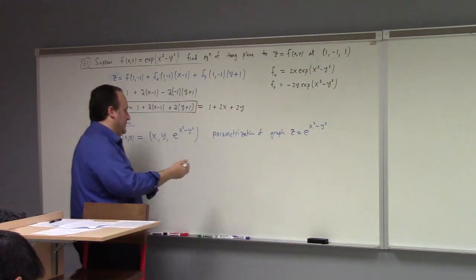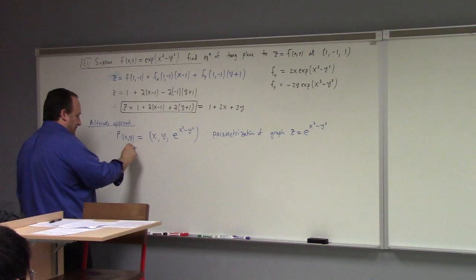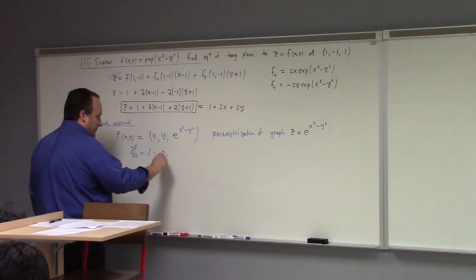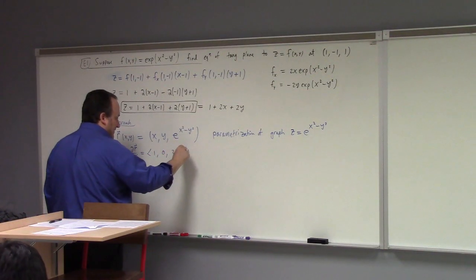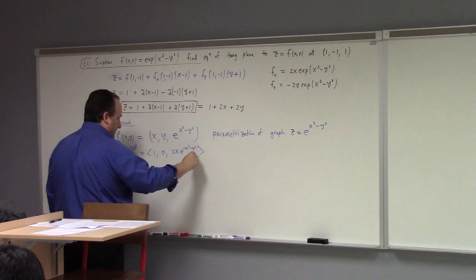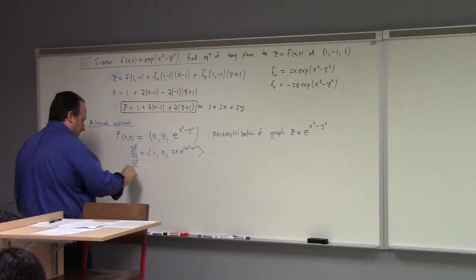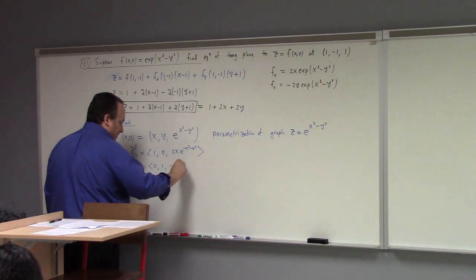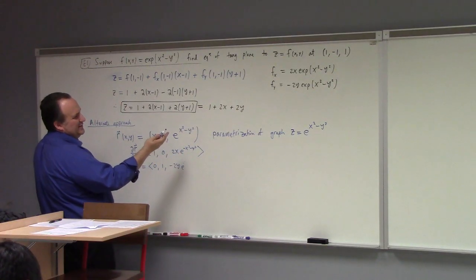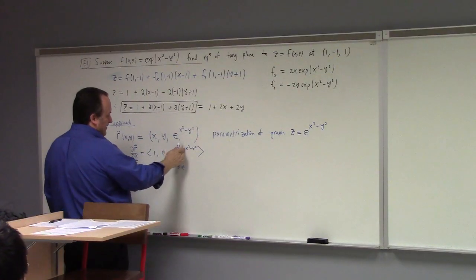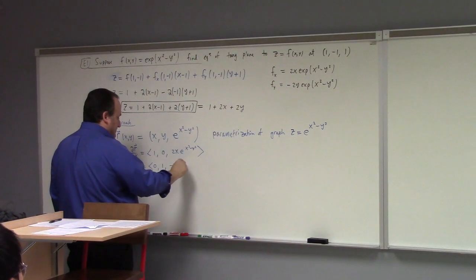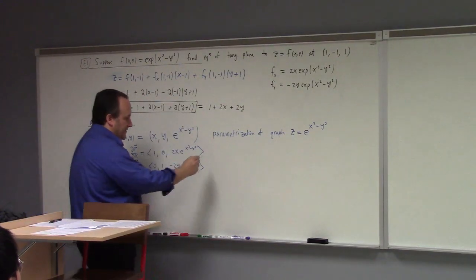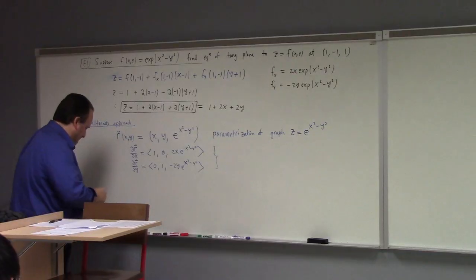And then if we take the parametric approach, then we'd calculate partial r, partial x, which would give us what? 1, 0, 2x times e to the x squared minus y squared, right? And partial r, partial y, which would give us 0, 1, minus 2y, e to the x squared minus y squared. What's wrong with me? It's x squared minus y squared, right? And then to find the normal vector, we do what with these partial velocities?